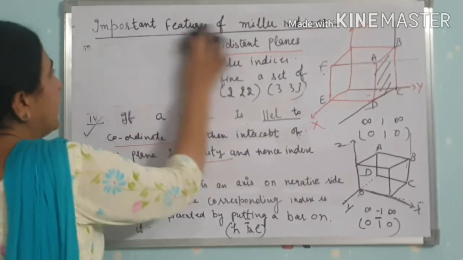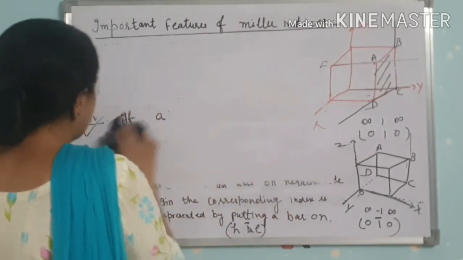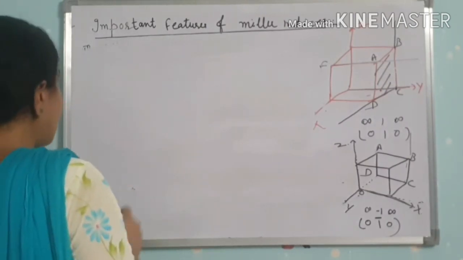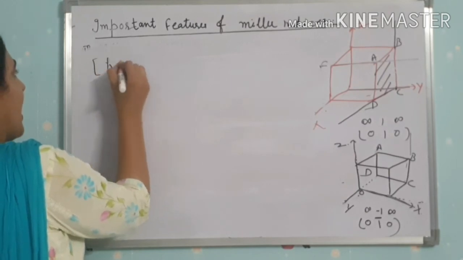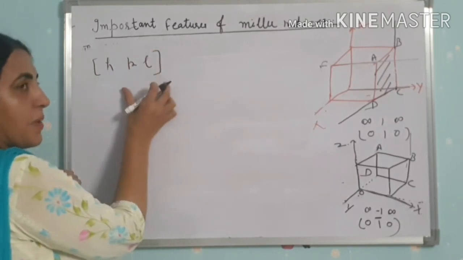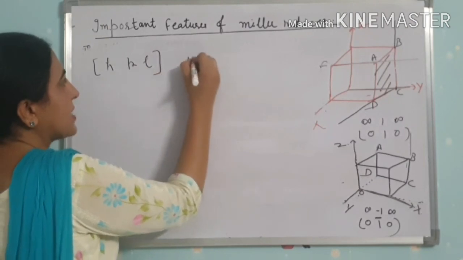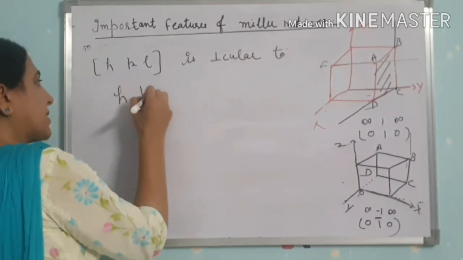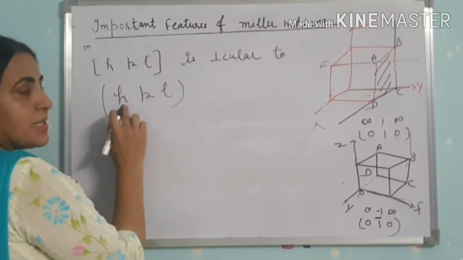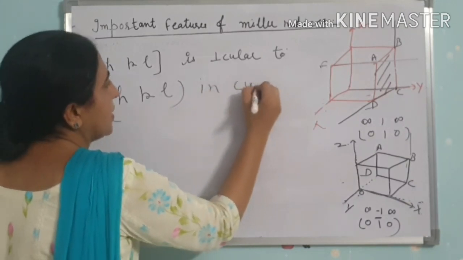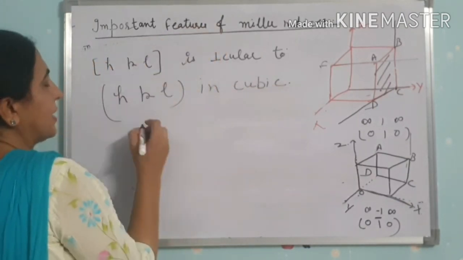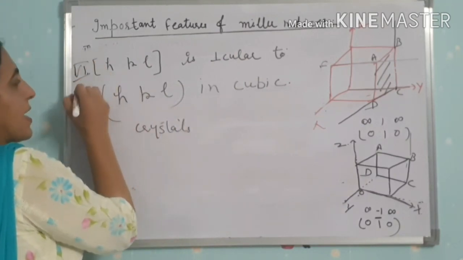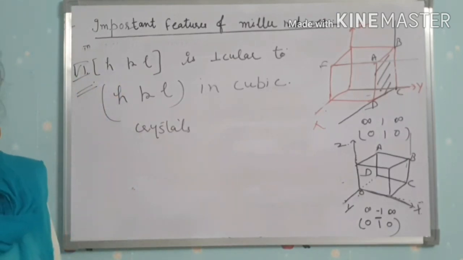And there is another important point, that is direction. The HKL direction is represented by square brackets. The direction HKL is perpendicular to the HKL plane. HKL plane means the plane having Miller indices HKL in a cubic crystal. This is also a feature of Miller indices, in cubic crystals. So prove it. This is an assignment for you. So thank you very much.